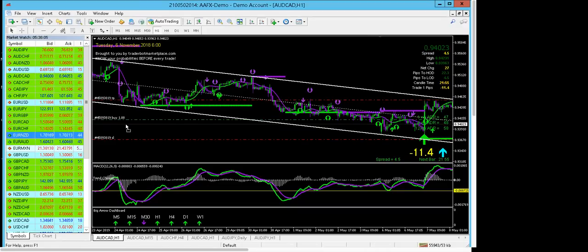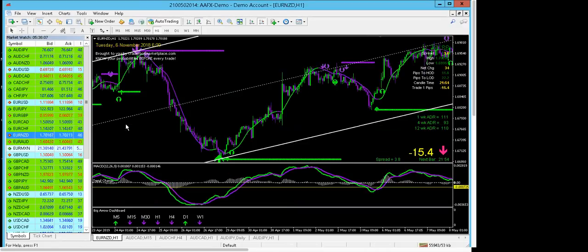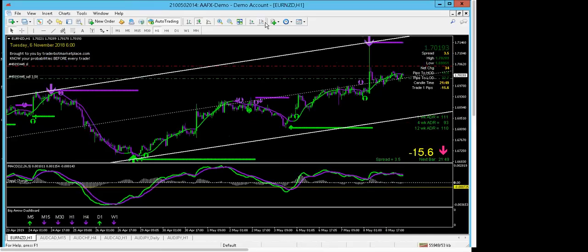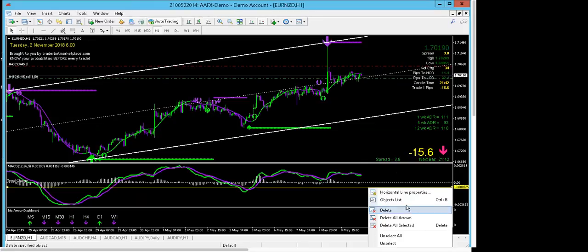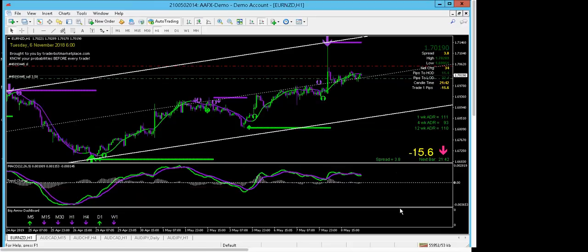Pretty sure this one's upside down too. $15 pips. So there we go. It's still bouncing off. I don't need this anymore. Delete. Okay.